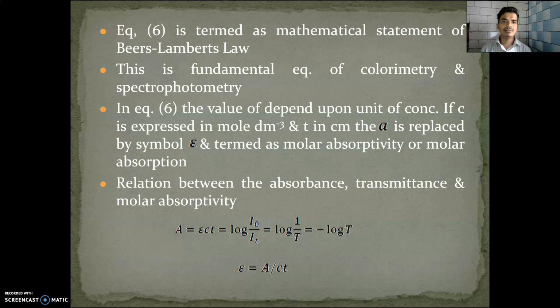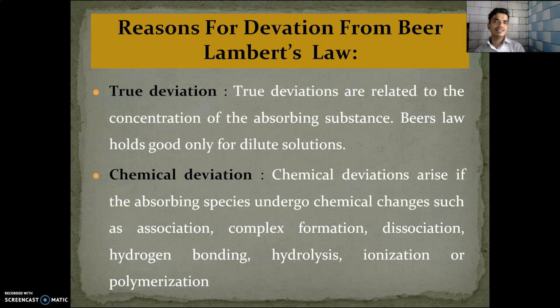So epsilon is nothing but a particular expression in a symbol. The relation between absorbance, transmittance and molar absorptivity becomes A = εCt = log I_0/I_T = log 1/T = -log T. So epsilon becomes A divided by Ct. These are the derivations of this equation, which are already derived properly with respect to Beer's and Lambert's law.